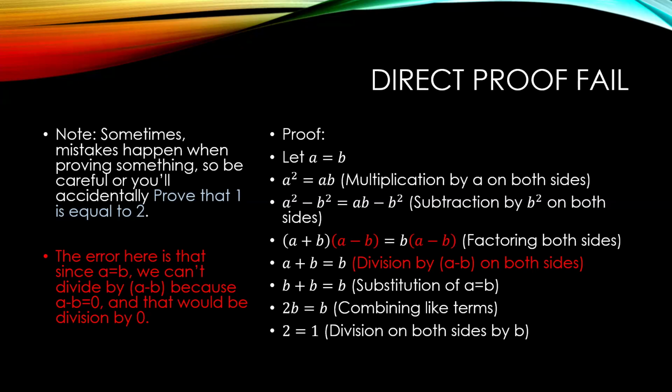And so when we were talking about our divisibility property, we have to be careful that we don't divide by 0. Since a is equal to b, a minus b is 0. And so a plus b times a minus b, if we divide that by a minus b, we're really dividing everything by 0, which is not allowed. And so that's how we broke math. And in breaking math, we proved that 2 is equal to 1. Don't do that.